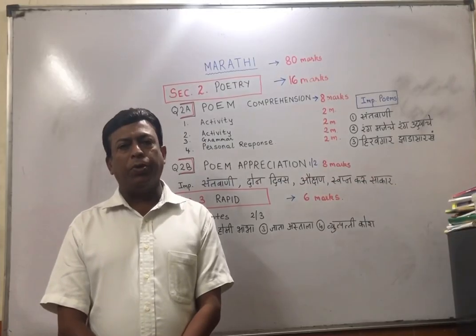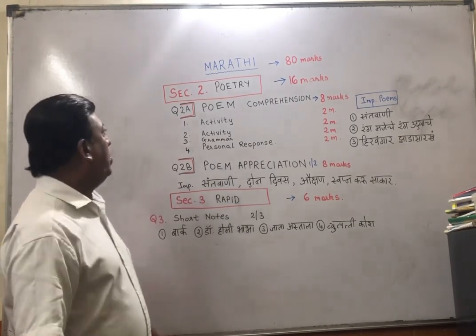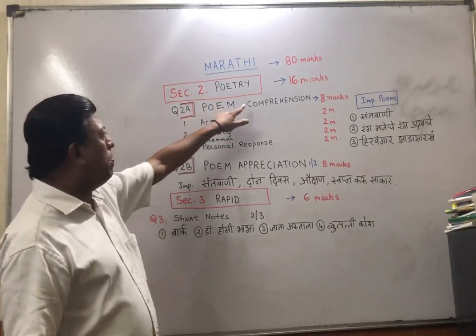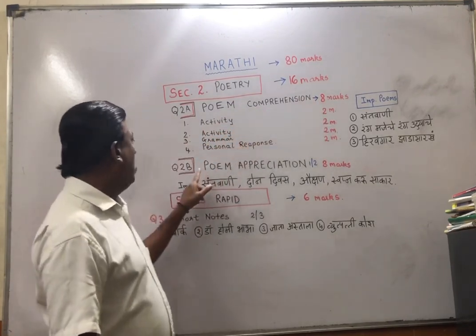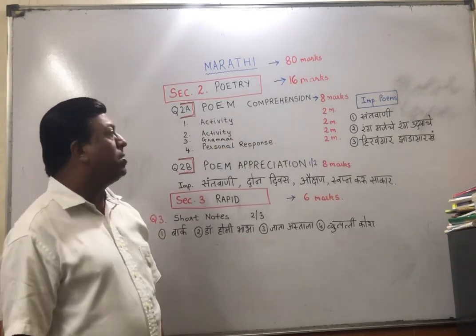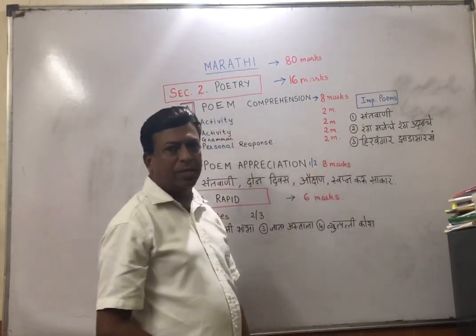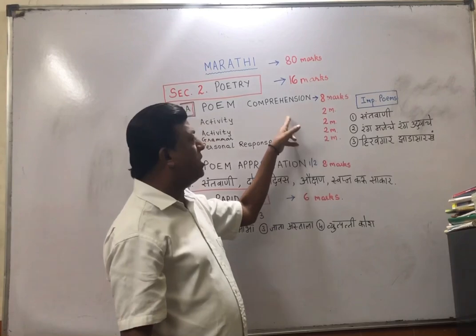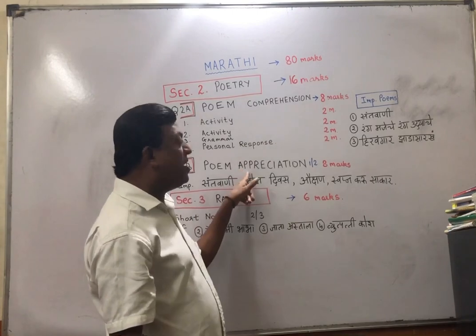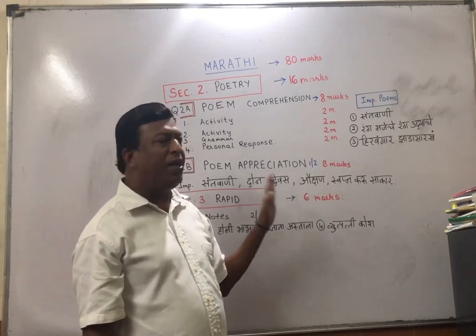Okay children? Now I am going to explain you section 2 poetry and section 3 rapid. Now your section 2 poetry is of 16 marks. There are 2 questions. 2A poem comprehension 8 marks, poem appreciation 8 marks. 8 and 8 16. The important poems for comprehension are the Santwanis. There are 2 Santwanis. Do those Santwani. 1 Santwani can come here. If it doesn't come here for the comprehension, it will definitely come for poem appreciation. So do the Santwanis, don't leave the Santwani.